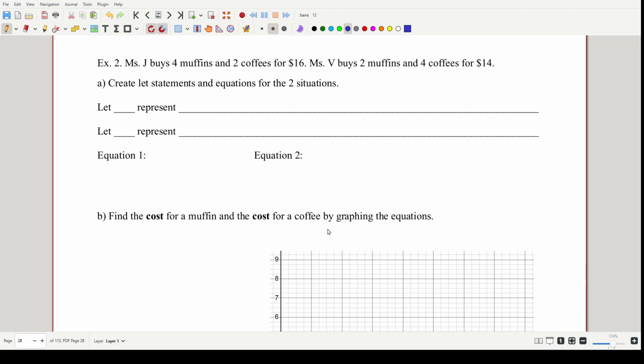Our job is to first, part A, create let statements and equations for the 2 situations. So look at this description. What are our unknowns? We know how many muffins and coffees we have for each person, but we don't know how much each one of those costs. So our let statements need to represent those 2 unknowns, the cost of the muffins and the cost of the coffees. So let X represent the cost of a muffin. And we're going to let Y represent the cost of a coffee.